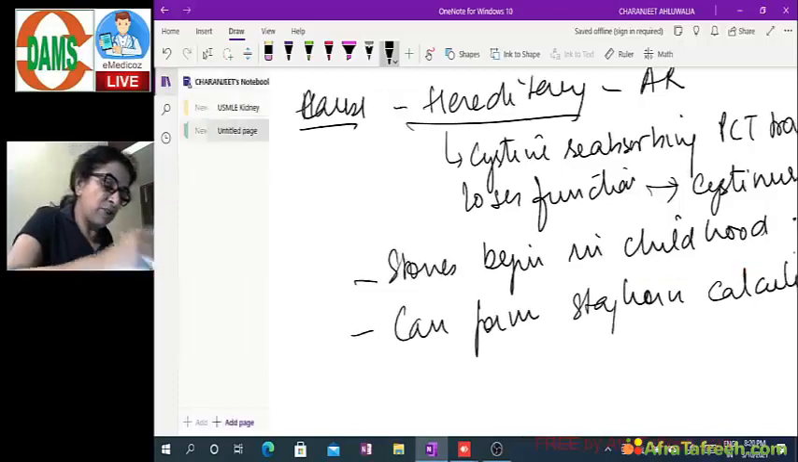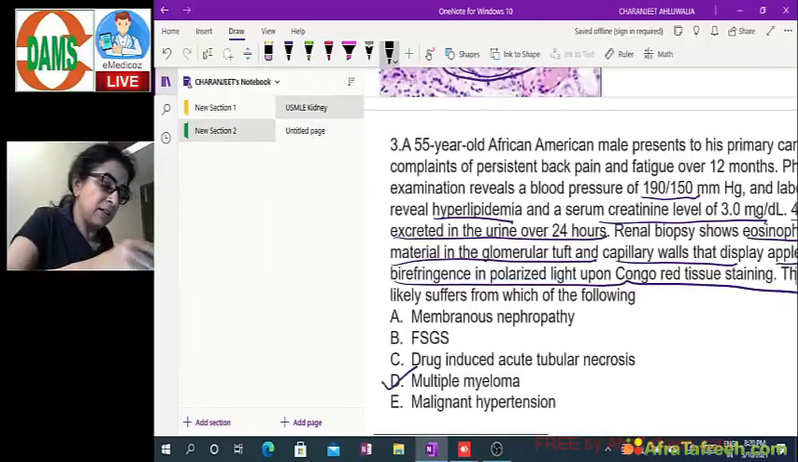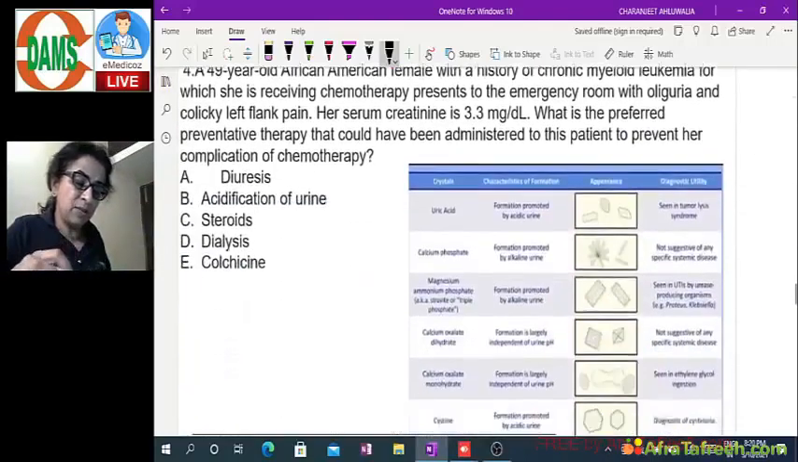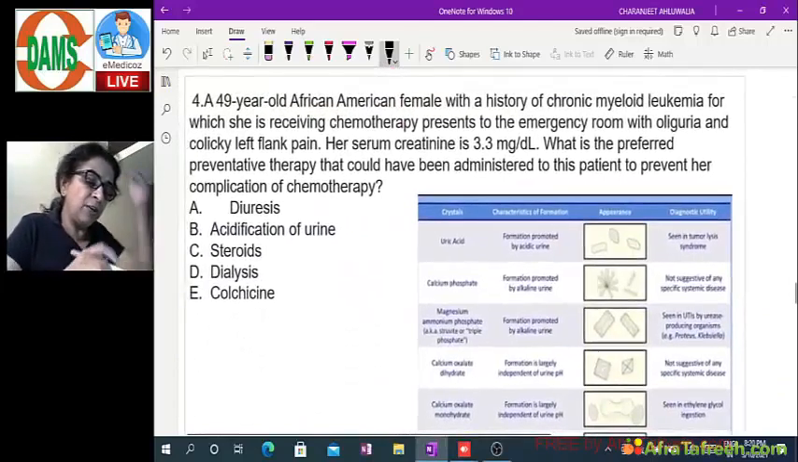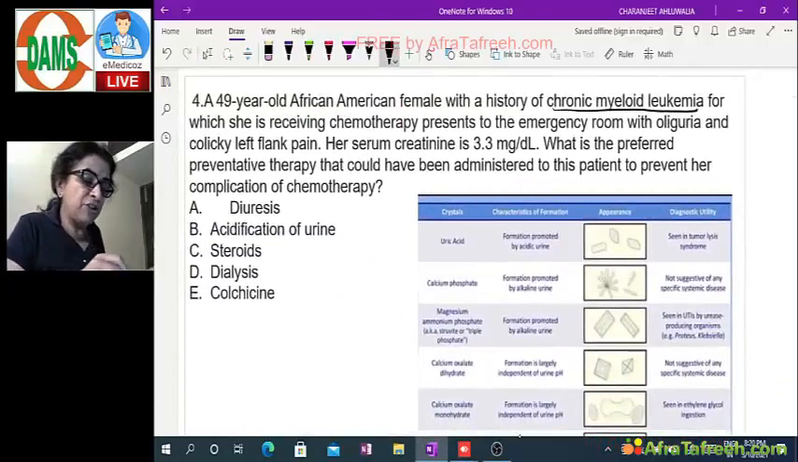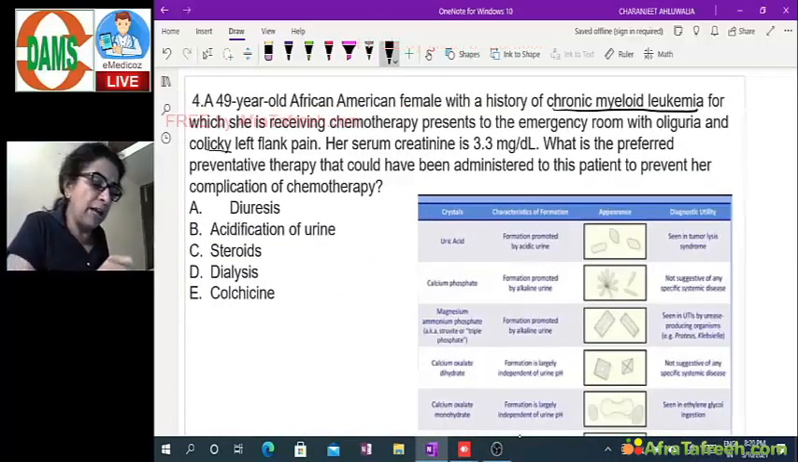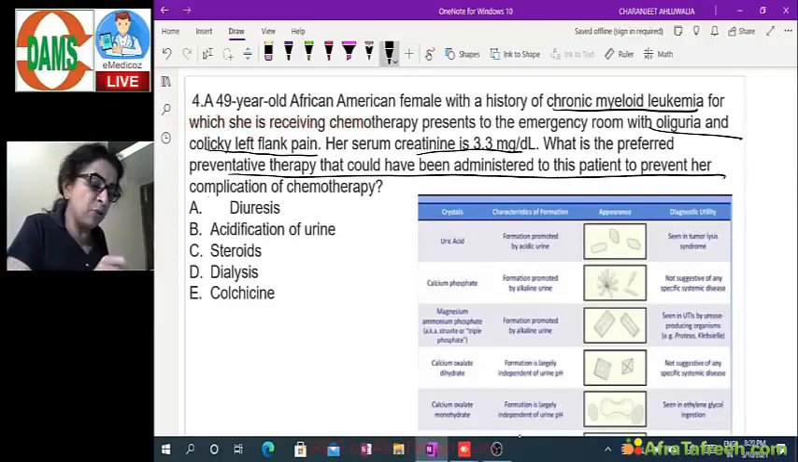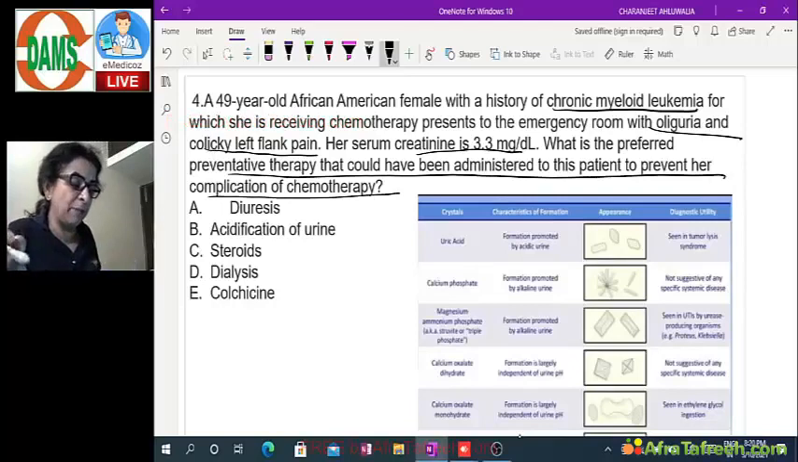Okay, so the next question I showed you was on the crystals. Now, a 49-year-old African American male presents with a history of CML, for which he is receiving chemotherapy, and presents to the emergency room with oliguria and colicky flank pain. Creatinine is 3.3. What is the preferred preventive therapy that could be administered to this patient to prevent complications of chemotherapy? So now please tell me the answer.